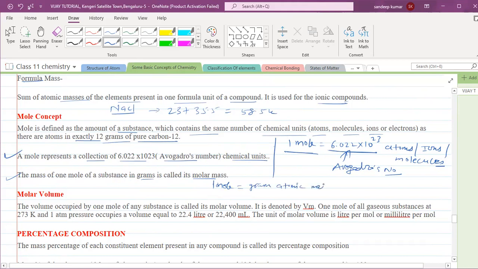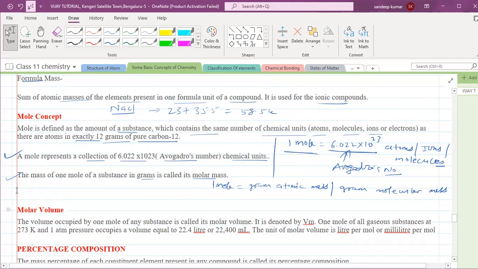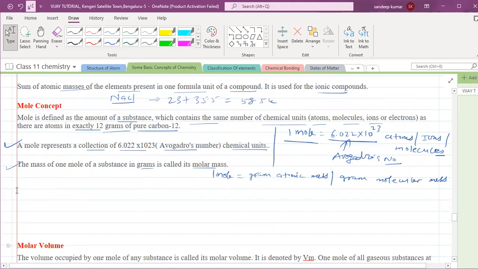or gram molecular mass. For example, 1 mole of sodium atoms is equal to how many grams? What is the atomic mass of sodium? 23. So that is 23 gram.